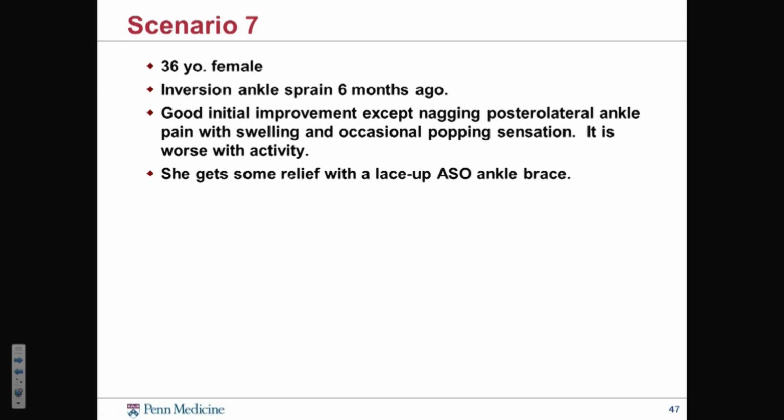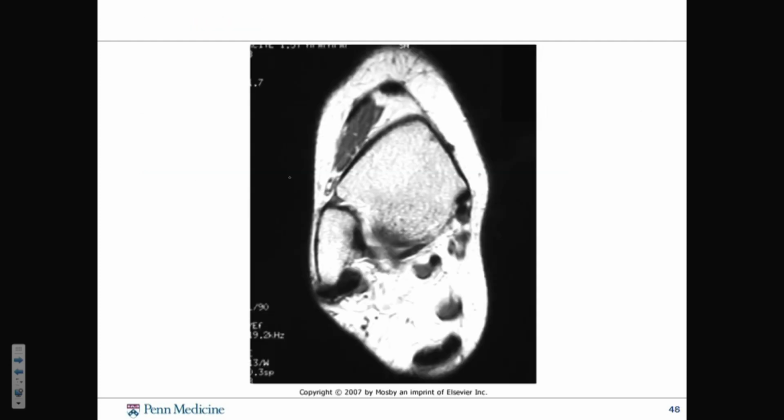She suffered an inversion ankle sprain about 6 months ago. She's done well, except she has this nagging posterolateral ankle pain and swelling and sometimes popping, worse with activity. She uses a lace-up brace, which makes her feel better for activity, but this is still a significant problem for her. And this is a scenario where we can have some injury to the peroneal tendons.